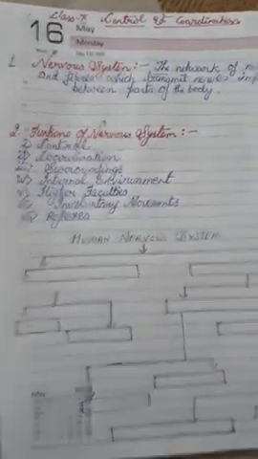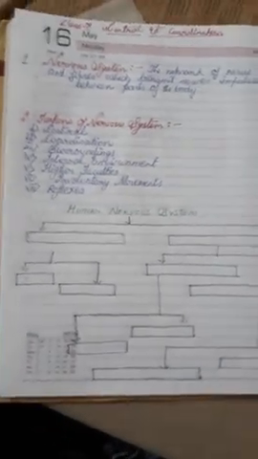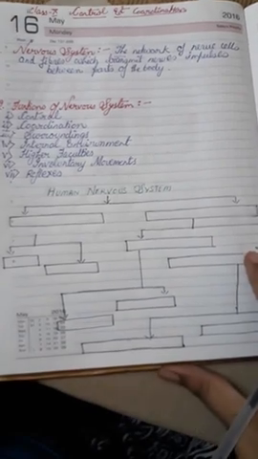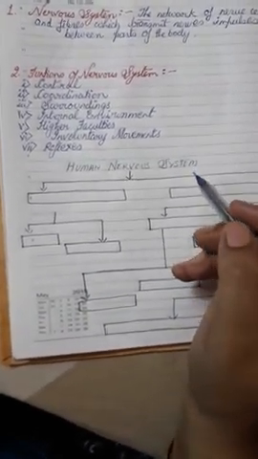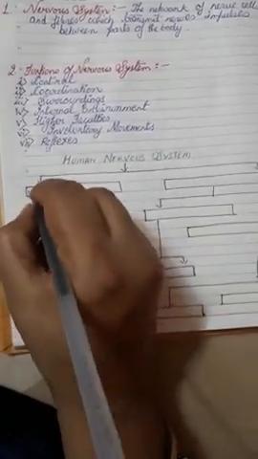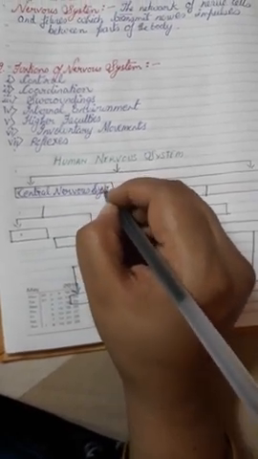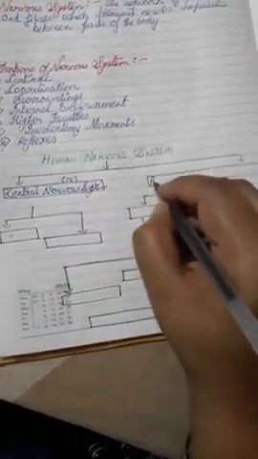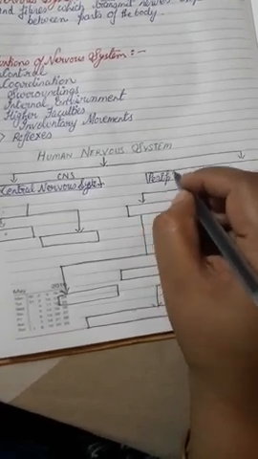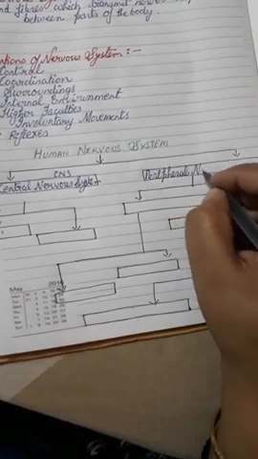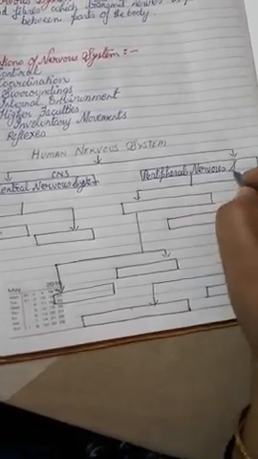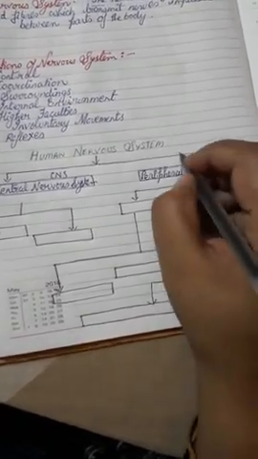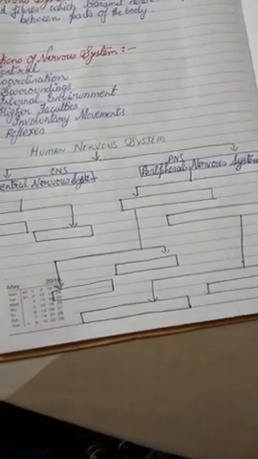Okay, so let us see it in a flow chart form. Human nervous system. So first, if you will see, the human nervous system is divided into two different parts. One is called the central nervous system. This you might have also seen called CNS, central nervous system. The other one is the peripheral nervous system, which is also called PNS, peripheral nervous system.